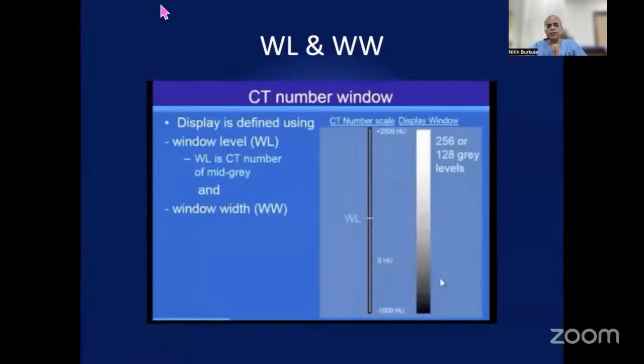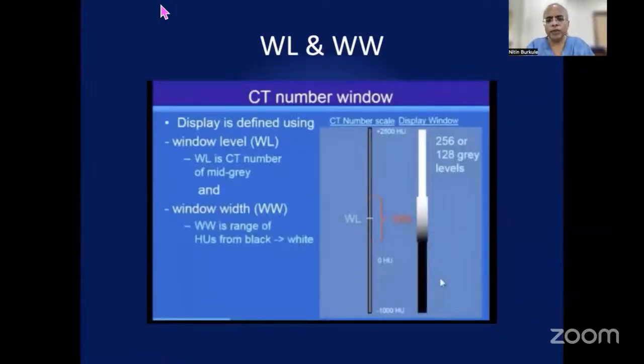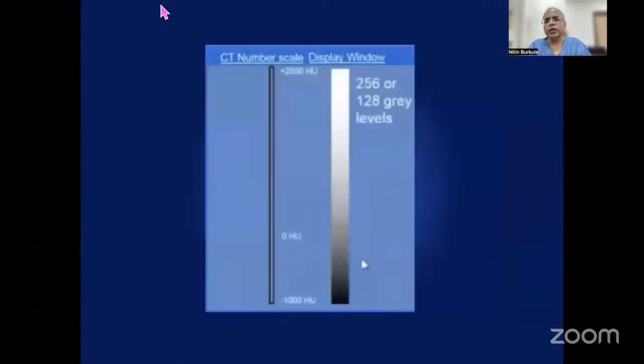We can decide our window level, that is, at what Hounsfield unit we are going to give the mid level of grayscale. We can decide the window width, that is the range of Hounsfield units to which you are going to ascribe the grayscales, and also you can change the window width. Okay, so this is how you can use the data. That is how you can use the window level and window width to bring out the contrast, either for the bone or for the lung or for the soft tissue.